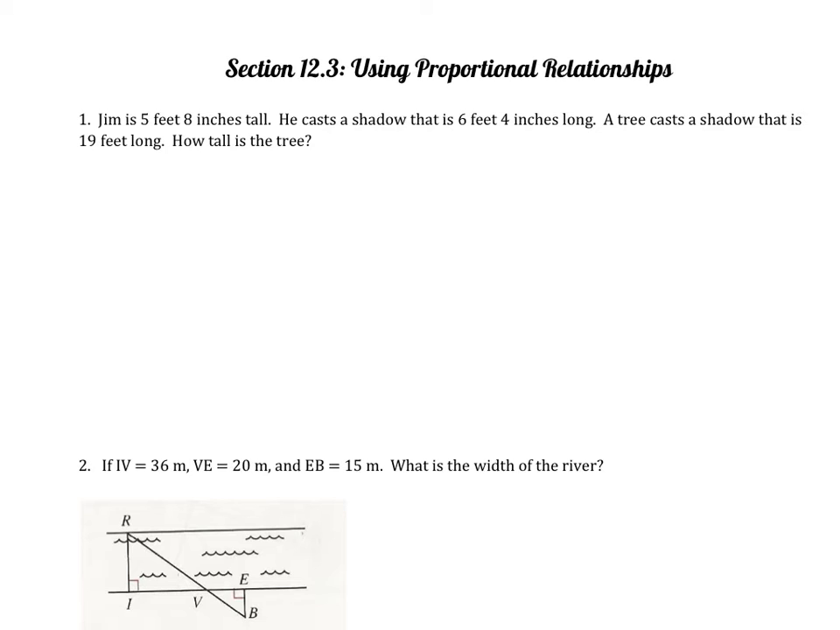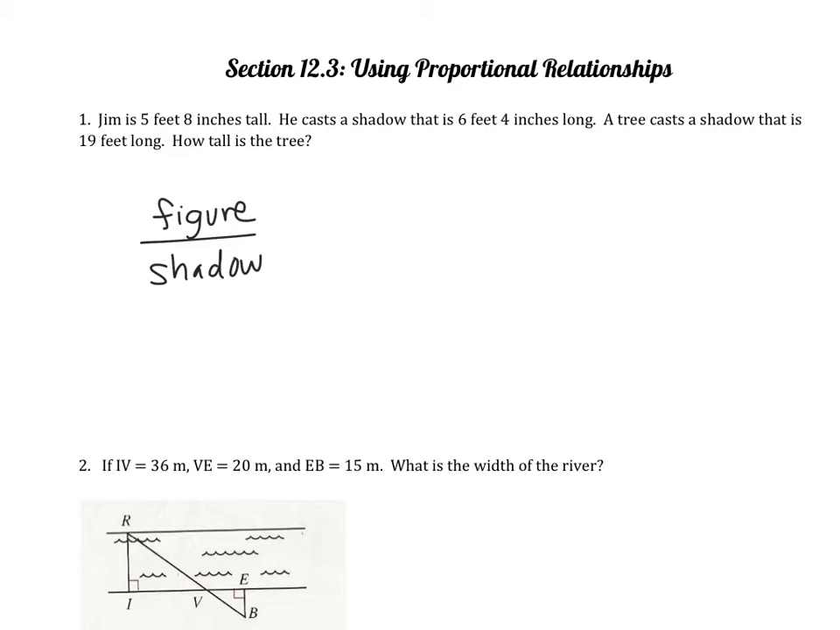So here we're going to assume that a person and a tree are both standing outside at the same time. So there should be some type of proportional relationship between the height of a person or a figure or a tree or anything and how long the shadow is. So we can say height of the figure over the length of the shadow, this can be the proportion that we set up, and that will help us to figure out how tall the tree is.